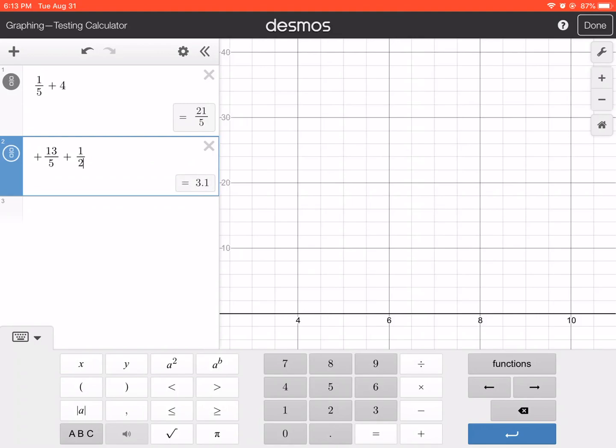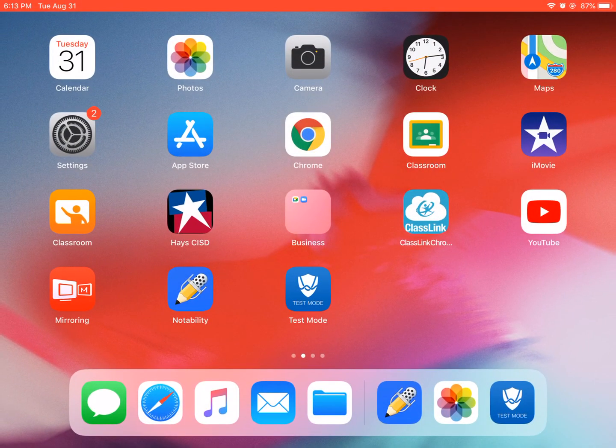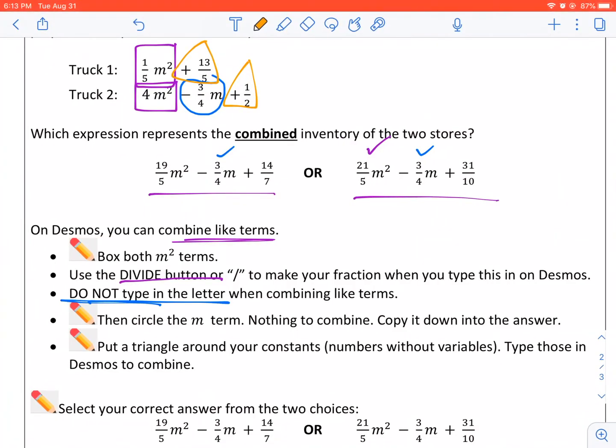And again, that gives you a decimal, so you hit that circle in the blue margin, and it changes it to 31/10. When we go back to our screen, that's what we're looking for. 31/10 is right there. So this one is going to be your answer.